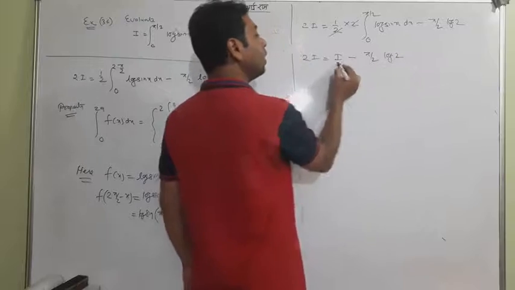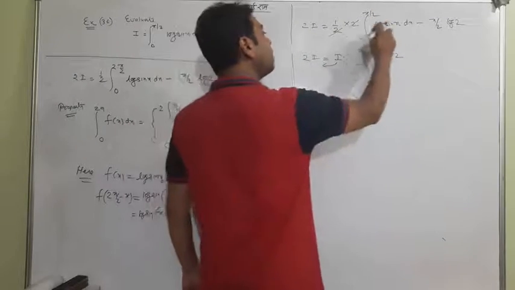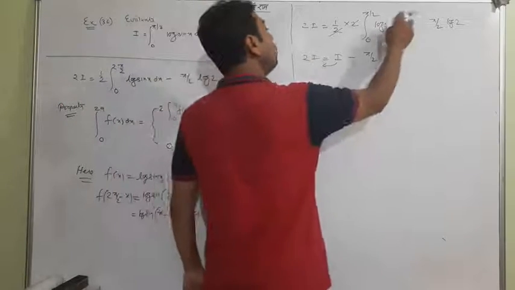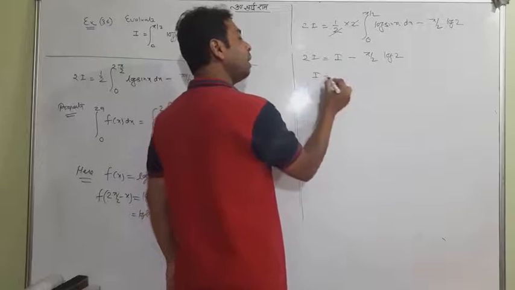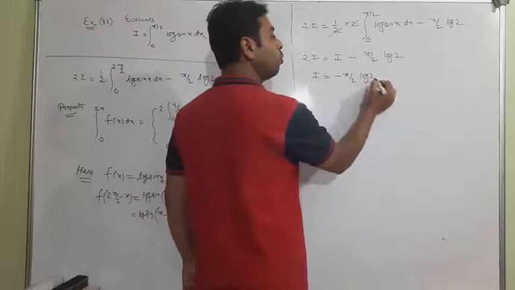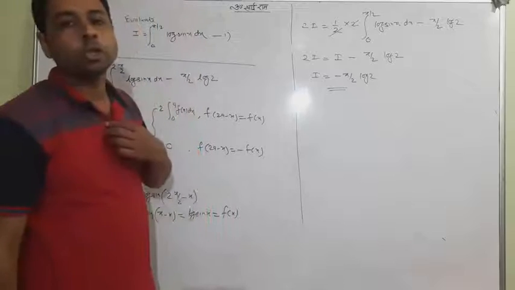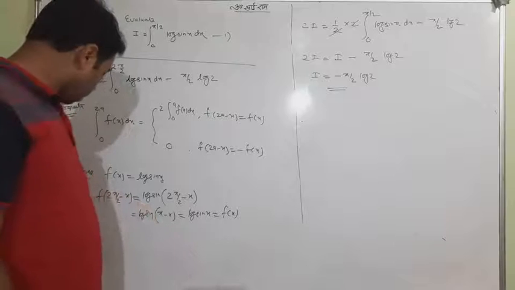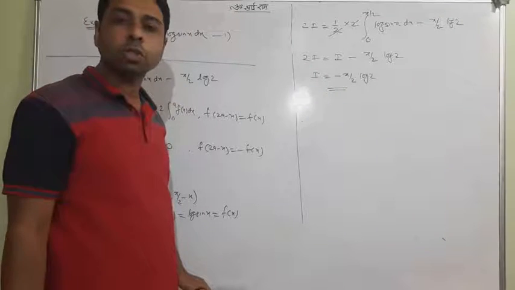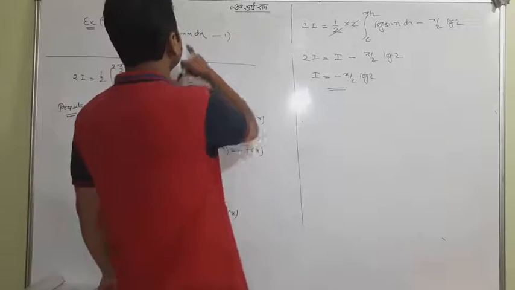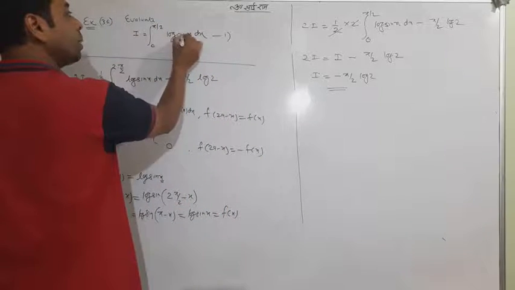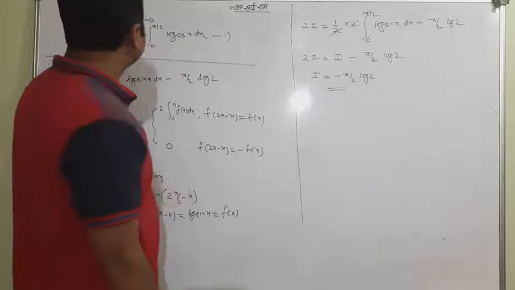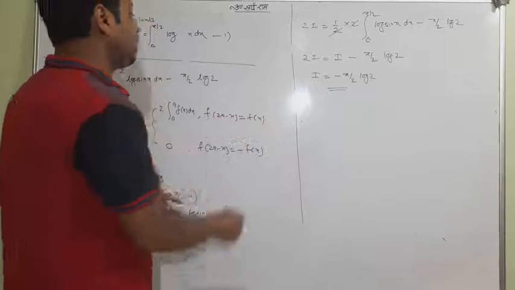Minus log 2. And this I will be transferred to this side, because this whole is equal to what was asked, I. So 2I minus I will be I, equal to minus pi by 2 log 2. This is the end of the question. It's a very good question for exams, students. It's a long one, with three to four properties used in a single question. That's why it's very important. If it is cos x instead, the answer will be the same. So please remember that in both cases the answer is minus pi by 2 log 2.